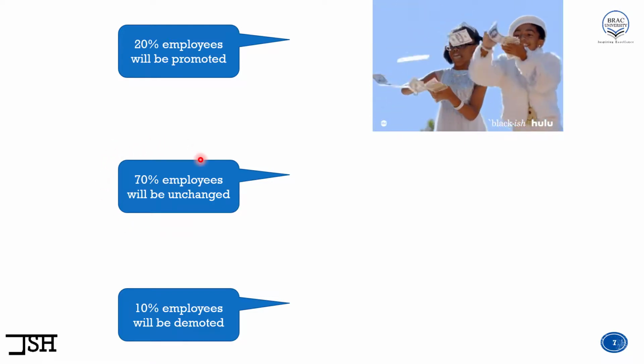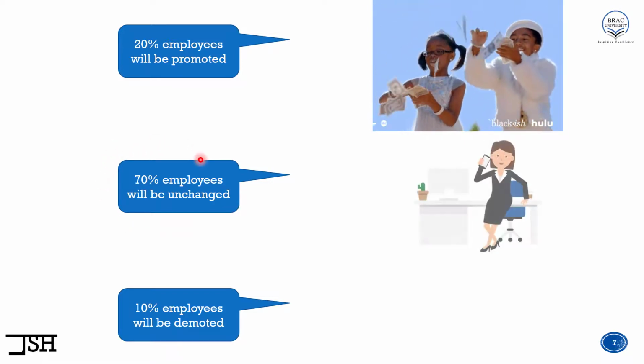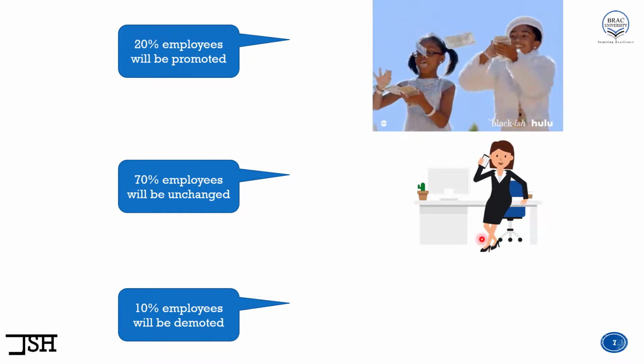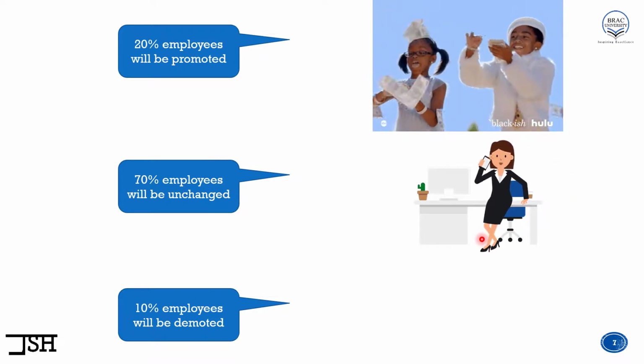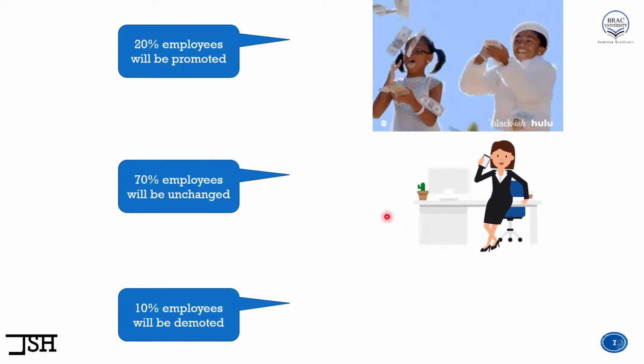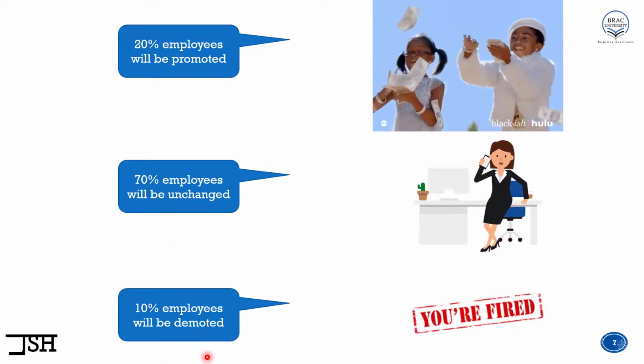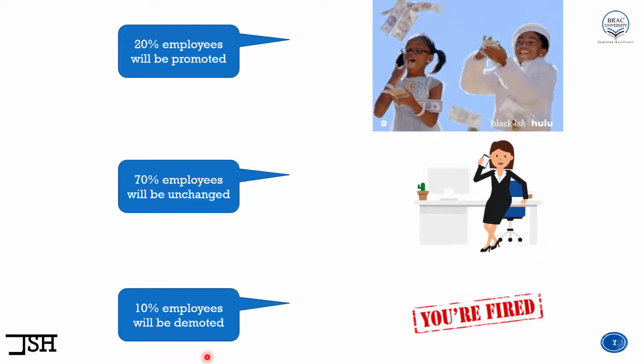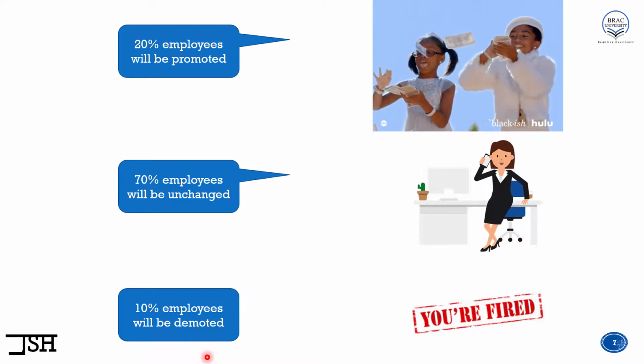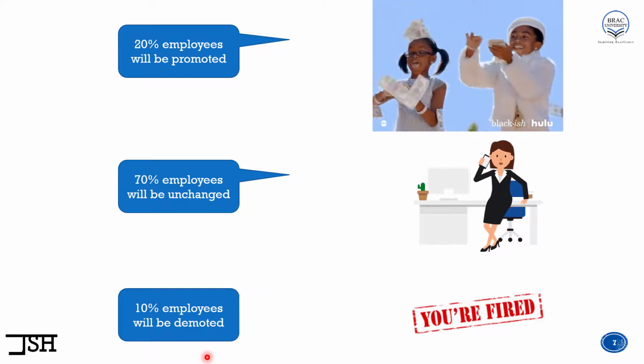So their salary will not increase, right? Maybe they will carry on their regular work like this, neither happy nor unhappy. And finally, you are going to demote or fire the remaining 10% of your employees who are the least performers. This is exactly what happens in the forced distribution method.